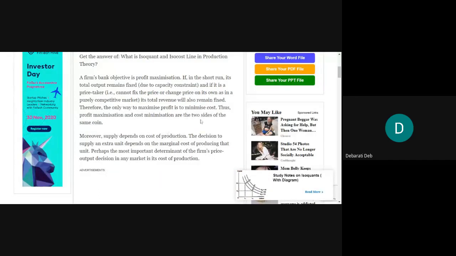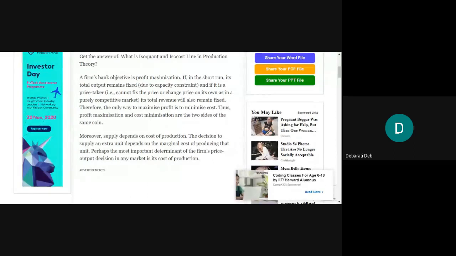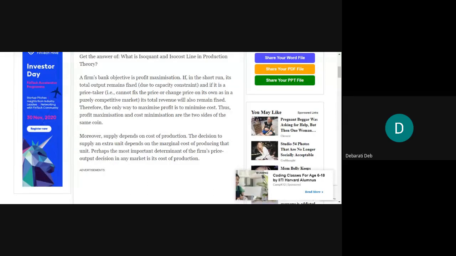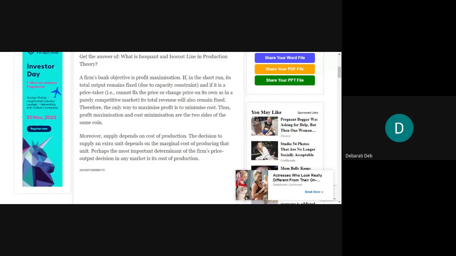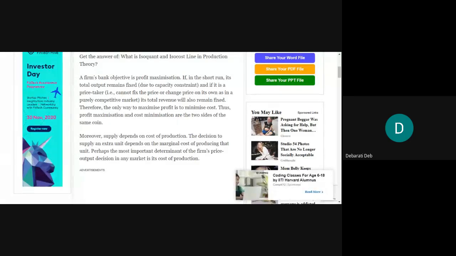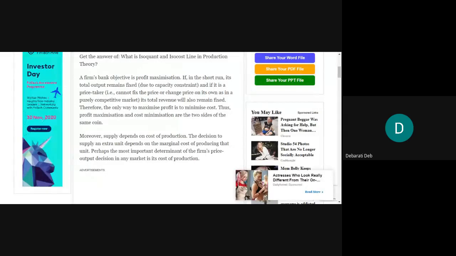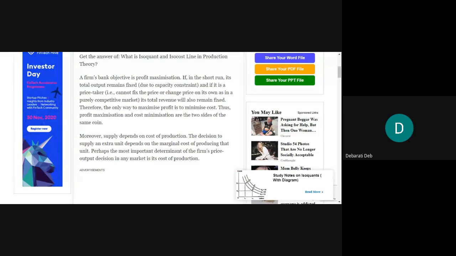Then its total revenue will also remain fixed because you cannot change the price. It's not that you will increase the price after every month and you can increase your profit. It is not going to happen. And you have an installation constraint, a capacity constraint. So following these two conditions, your total revenue is also going to remain fixed. Therefore, the only way to maximize profit is to minimize the cost. So if these are the two conditions, then how will you maximize the profit? You will have to minimize the cost, right? That is the only way you can increase your profit figure.